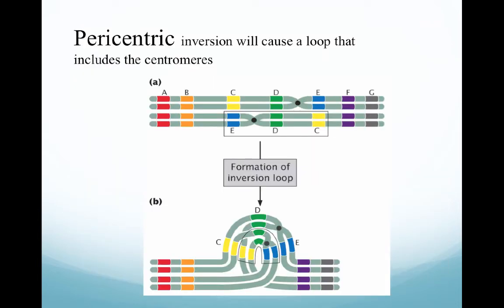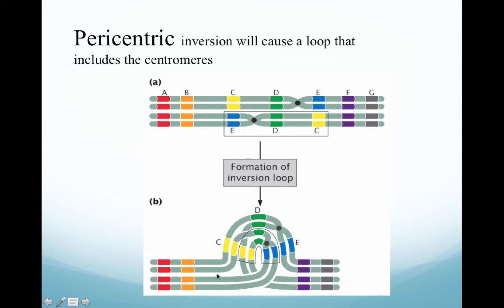So delving a little bit deeper into inversions, let's look at what a pericentric inversion is, and this is an inversion that causes a loop and includes the centromeres. Okay, so pericentric means includes the centromeres. So we can see here are 2 chromosomes. Even though the genes are trying to line up correctly, if we get an inversion, then they don't have the ability to line up correctly.